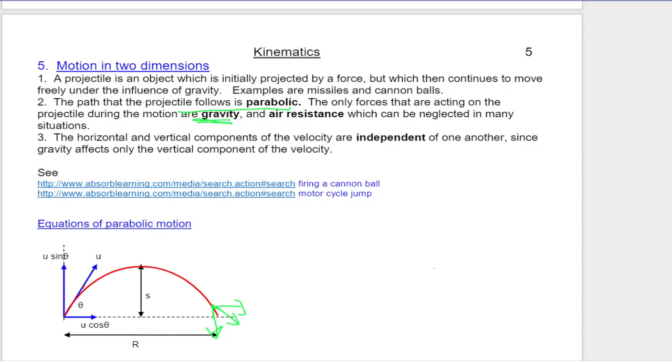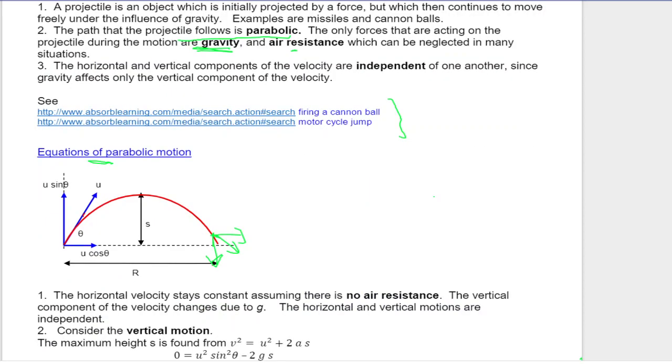Then we have the equations of these parabolic motions. The horizontal velocity, like I said, remains the same because there's no air resistance acting. The vertical component changes because of gravity.